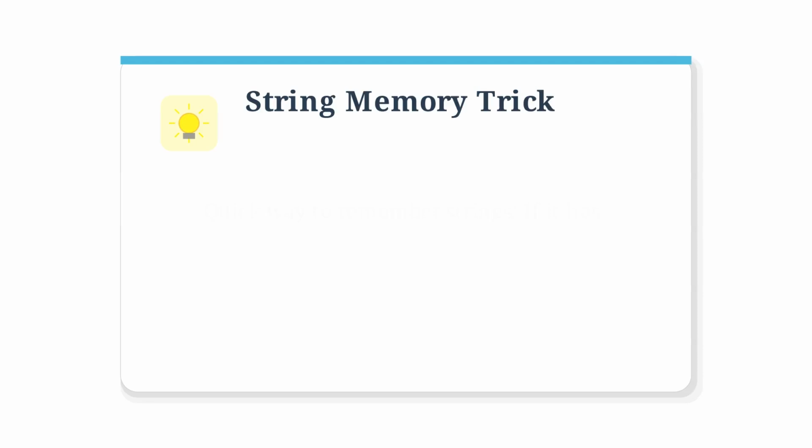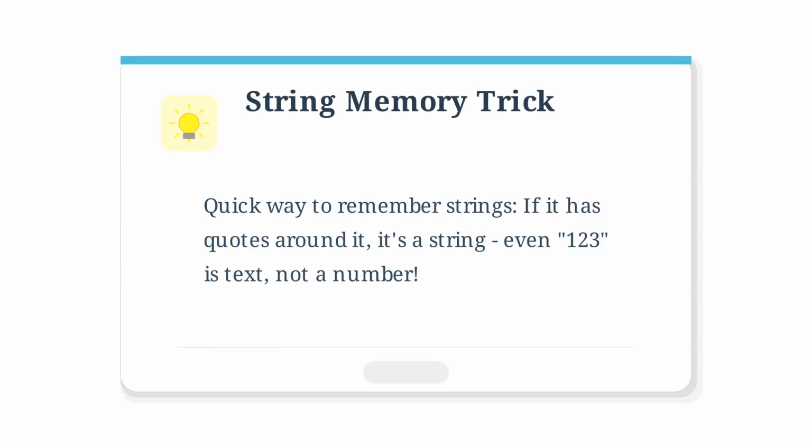Here's your memory trick. If you see quotes around something, it's always a string. Even if it looks like a number, like quote 123 quote, Python treats it as text, not math.